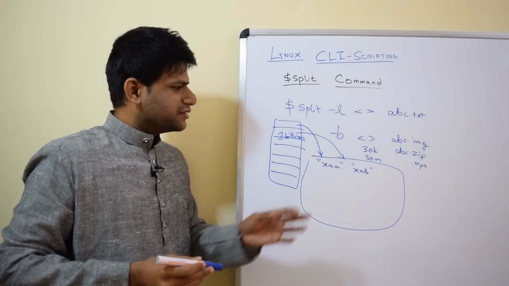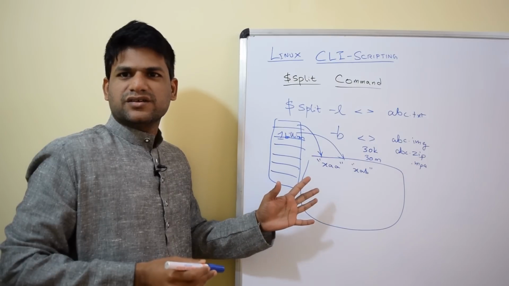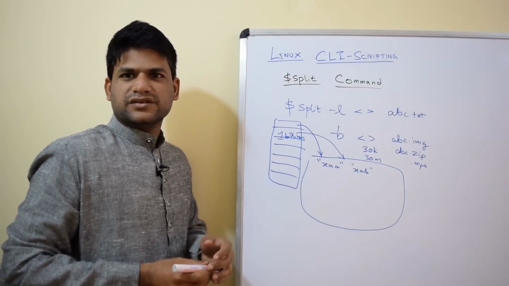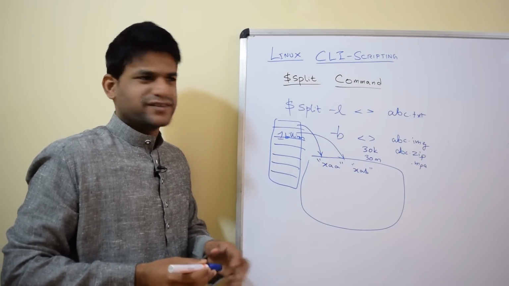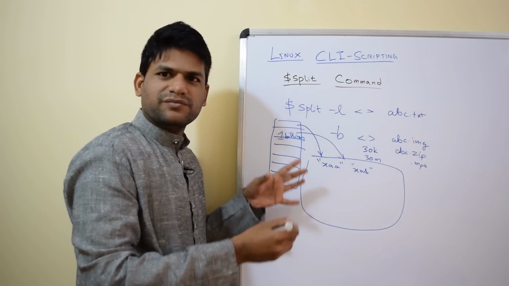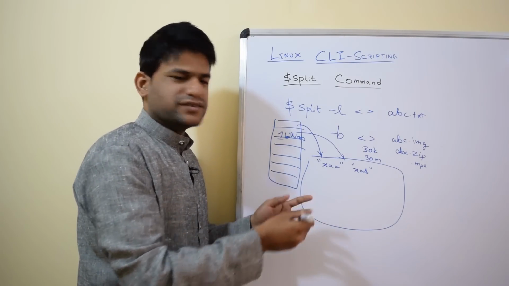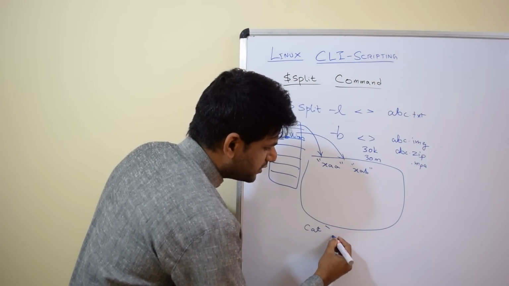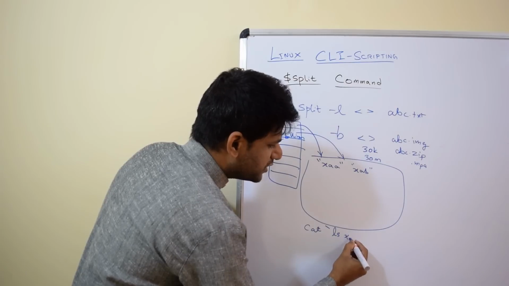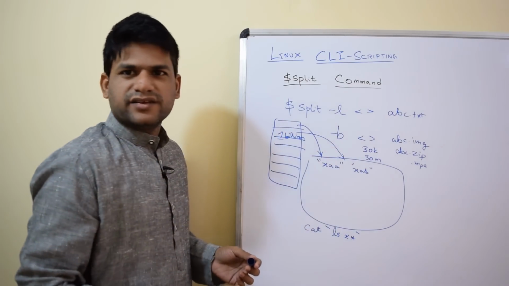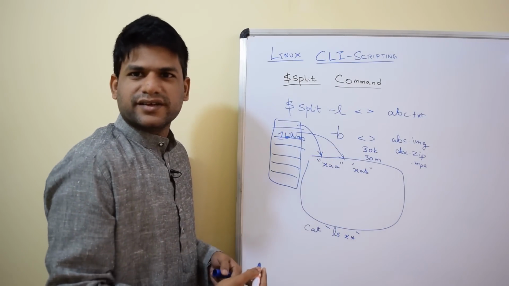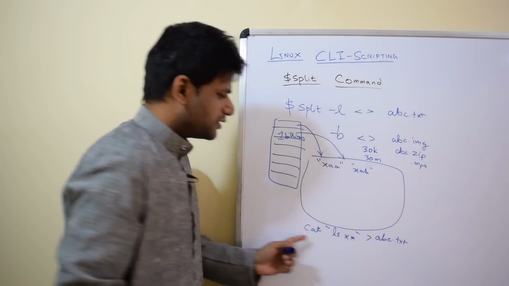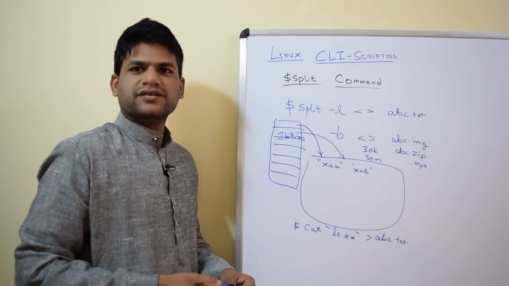In any case, once these are split, you may want to combine them and get the original file. You can just use a combination of cat and ls command as such. So let me just show you. In case you want to combine this back to the original file, you can just do cat and then backtick ls x star backtick, and then you can just redirect to abc.txt.